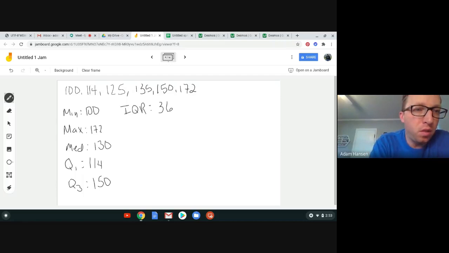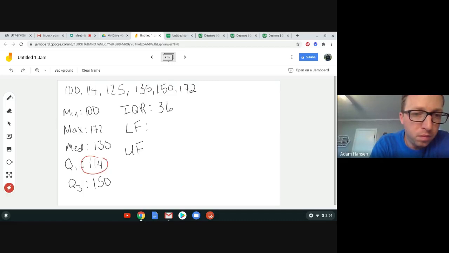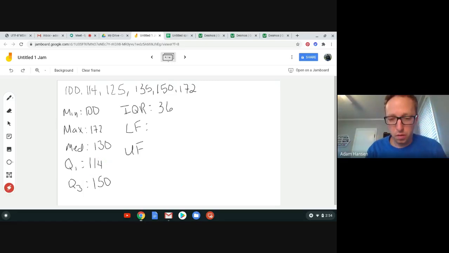All right, so let's go ahead and build the lower fence. I'll call that LF, and the upper fence UF. The lower fence would be Q1, 114, minus 1.5 times the IQR of 36. So 114 minus 1.5 times 36 is 60.